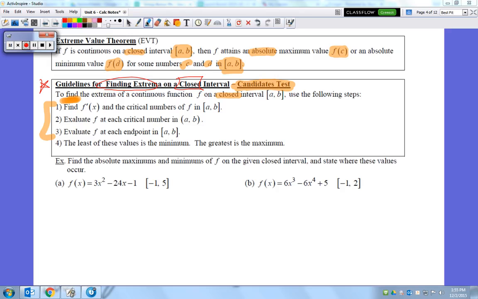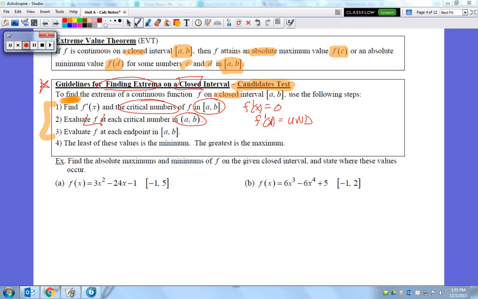First of all, we're going to find the derivative and look for critical numbers. So immediately, derive and set the derivative equal to what? 0 and undefined, right? So f prime of x is equal to 0, f prime of x is equal to undefined. Good. Evaluate f at each critical number. This means from endpoint to endpoint. This means between, non-inclusive. Don't include them.